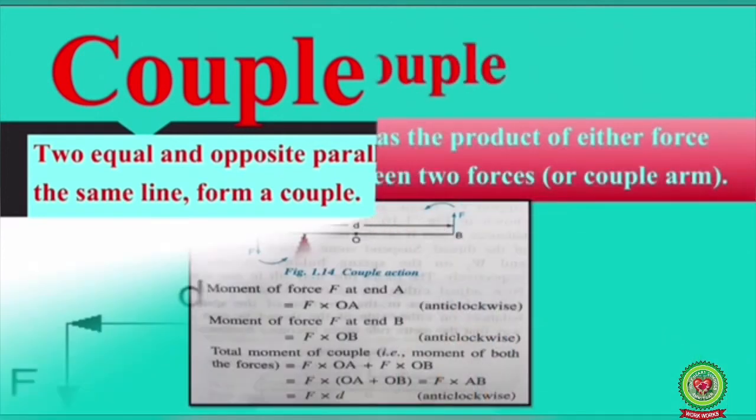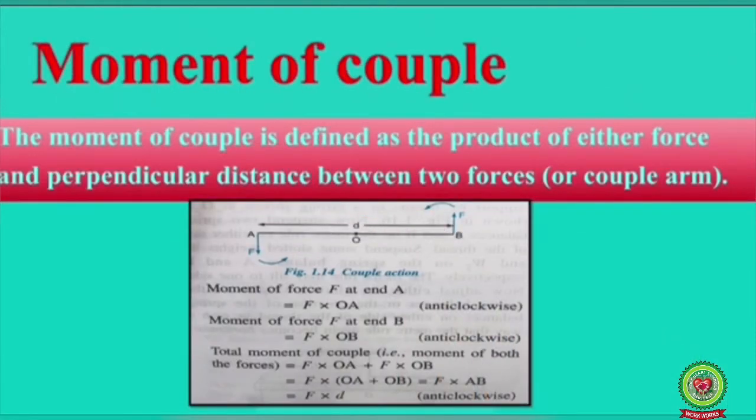Now, the next topic is moment of a couple. The moment of a couple is defined as the product of either force. As we are talking about two equal and opposite forces, we can take either force, any one of them, and the perpendicular distance between the two forces. And we all know that the perpendicular distance between two forces is known as couple arm.